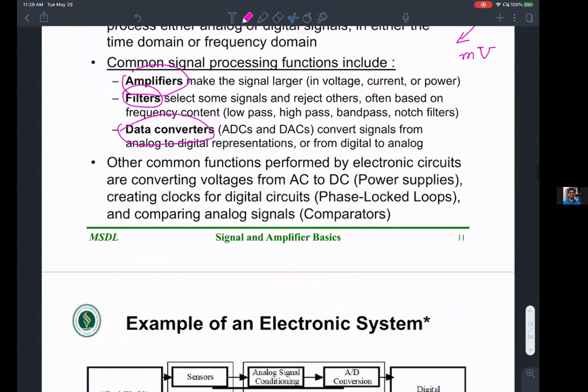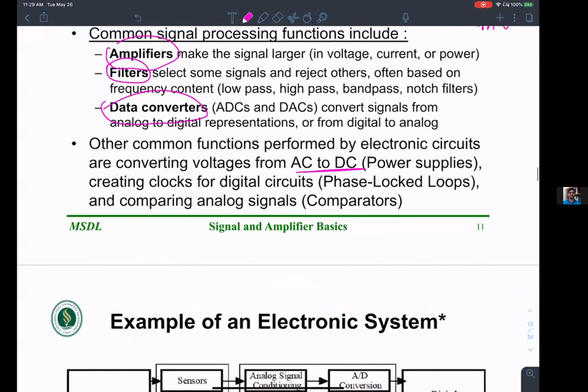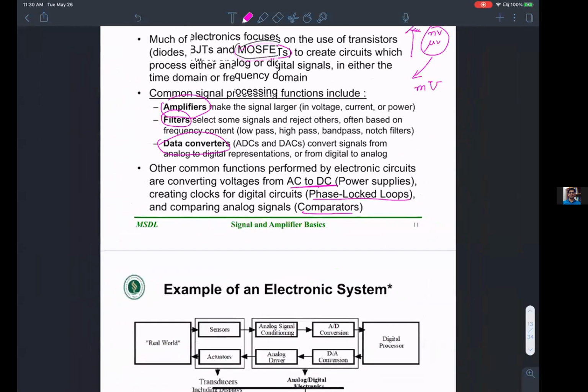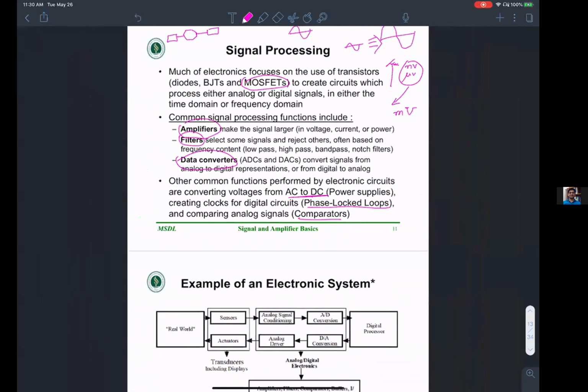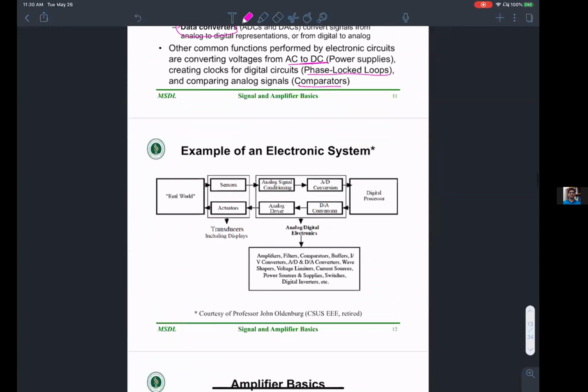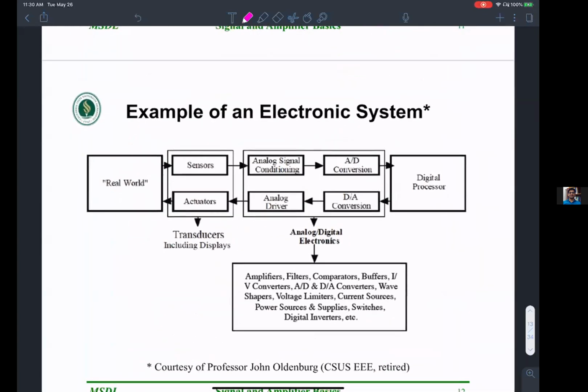Other common functions performed by electronic circuits are converting from AC to DC for power supplies, phase locked loops, comparators, so on and so forth. But that's just a list of signal processing techniques, signal processing functions. Questions, please. Questions so far?